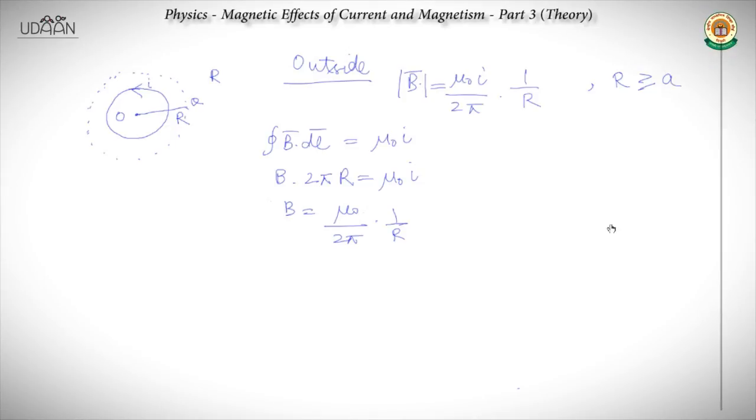So here we start off by seeing the magnetic field on the outside. I've already done that. B equals mu naught I by 2 pi, whole into 1 by r. And again, integral B dl equals mu naught I. Here we consider a circular path which is outside, and the distance of the path from the center of the wire will be r.